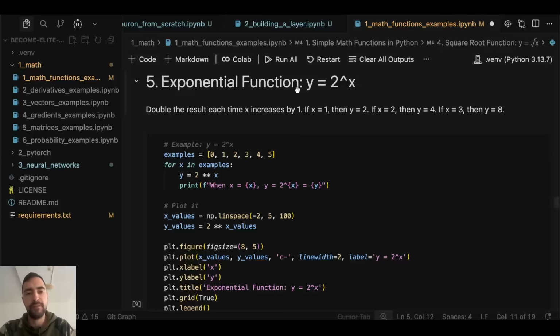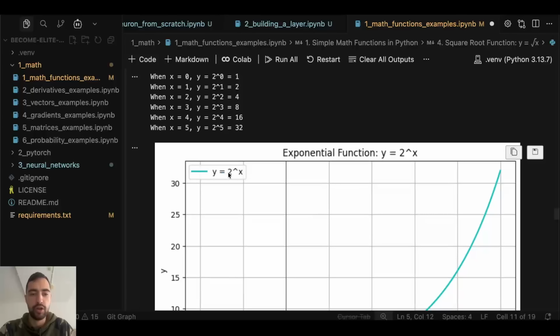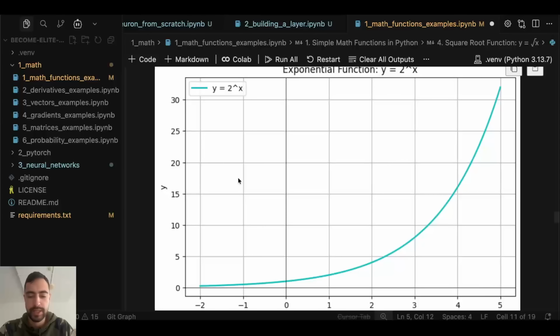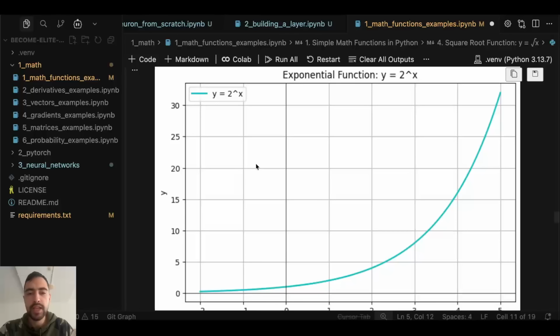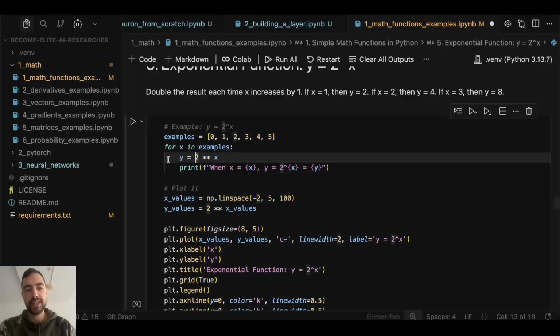Then we have the exponential function, where y is equal to 2 power x, or some constant power x. And this grows very fast. This grows faster than the quadratic. So 2 power x grows faster than x power 2. It's good to know that. And this is the shape of the exponential function. The code is very similar. This part is just different. So y is equal to 2 power x. This is how you can denote power in Jupyter or Python.